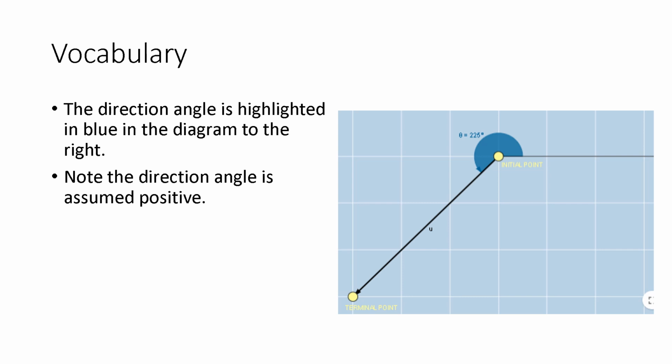Now remember, we always have a positive direction angle. We always measure from the horizontal in the counterclockwise direction. So in this example here, starting at the horizontal, moving in the counterclockwise direction until we get to that u vector here, will give us the direction angle. In this case, it's 225 degrees.